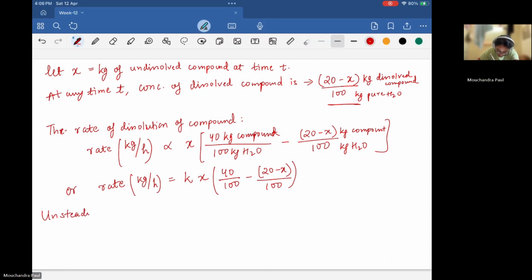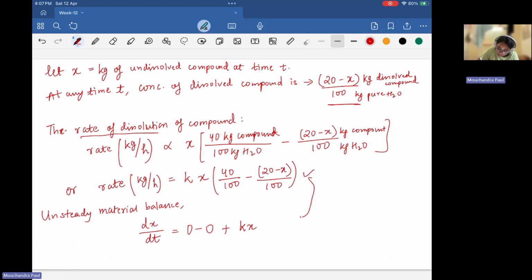Now, unsteady state material balance. The accumulation term is dx by dt. Nothing is going in, nothing is coming out. Here there is only dissolution of compound, and some compound is becoming undissolved. So there is a generation and consumption term considered. So this rate that we found is basically generation minus consumption. So we will replace this equation here.